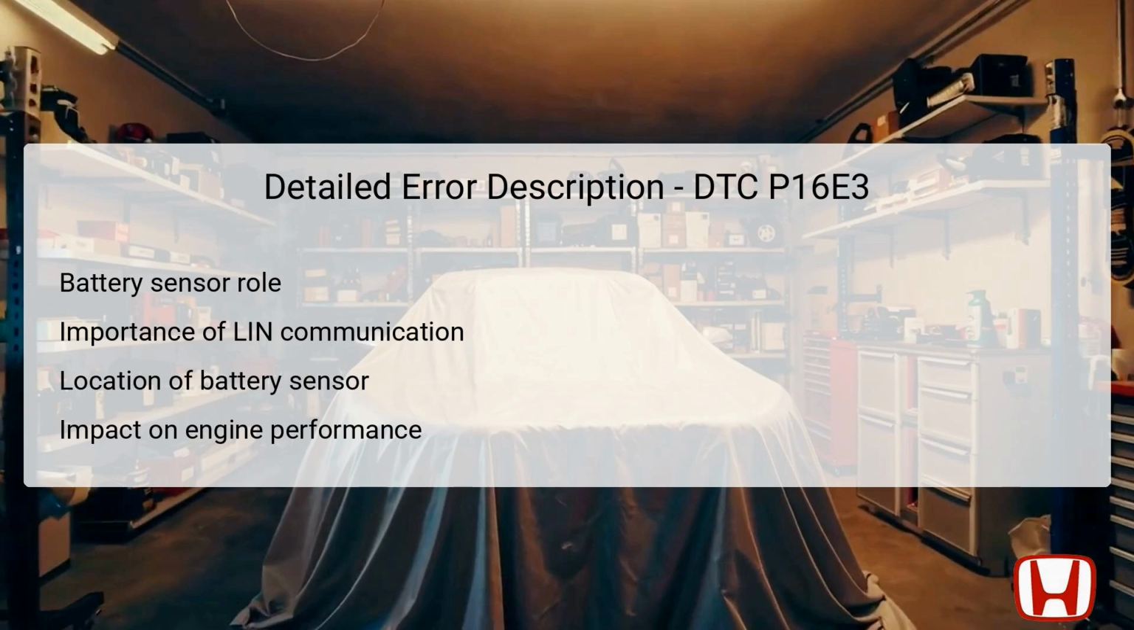If the battery sensor fails or has loose connections, it could cause the system to operate with incorrect or no data, leading to the DTC P16E3 being triggered. It's essential to address this error promptly to mitigate any potential issues impacting the vehicle's functionality.